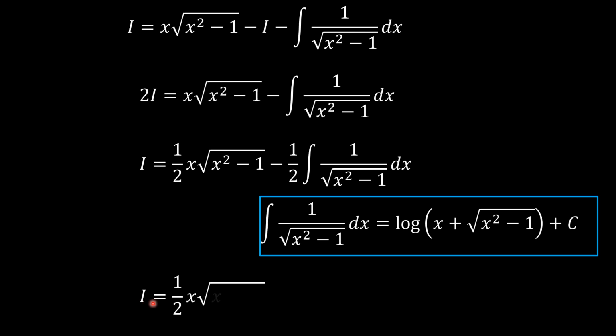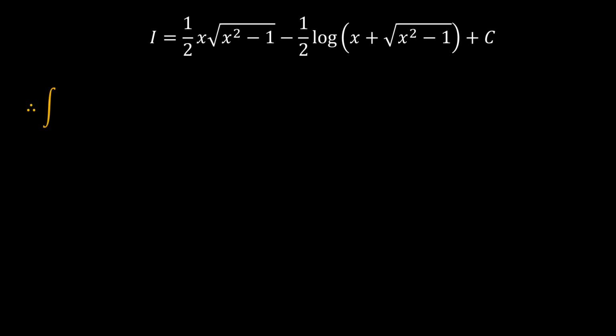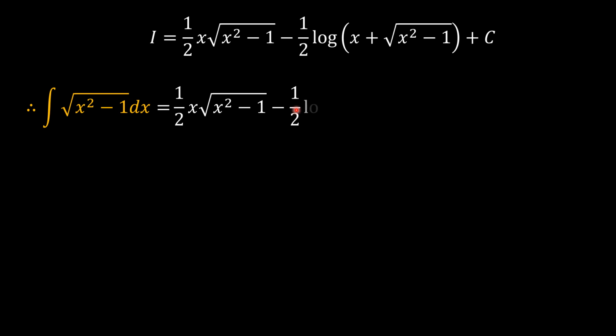So what that means is the initial integral is half x times the square root of x squared minus 1 minus half the natural logarithm of x plus the square root of x squared minus 1 plus the integration constant. And that was the answer that was being sought. You can now sum up and say, okay, the integral of the square root of x squared minus 1 is the same as half times x times the square root of x squared minus 1 minus half the natural logarithm of x plus the square root of x squared minus 1 plus the integration constant.